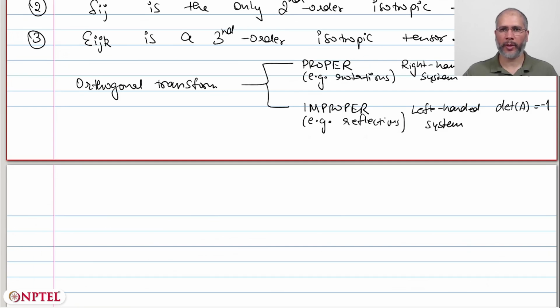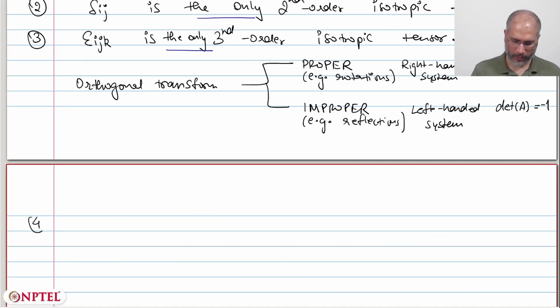This topic can go in a lot of detail, but we'll stop here and we'll simply mention that epsilon is the only third order isotropic tensor. And through one of the problems later, we will see how epsilon is a third order isotropic tensor. So we'll not show that today, that will be left for some later problem. Now let's go to fourth order.